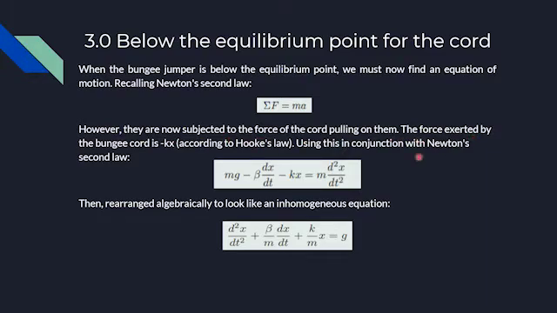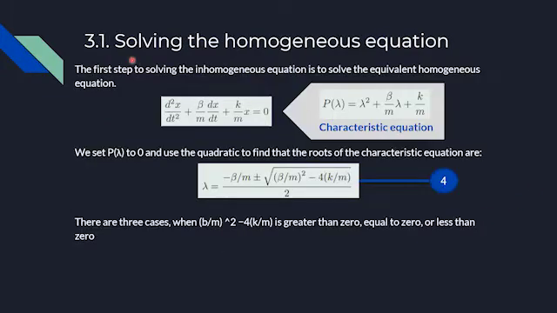The force exerted by the bungee cord is negative kx according to Hooke's law. Using this in conjunction with Newton's second law, mg minus beta dx over dt minus kx equals m d squared x over dt squared. Then we rearrange algebraically to look like an inhomogeneous equation like this. So we go to solving the inhomogeneous equation.